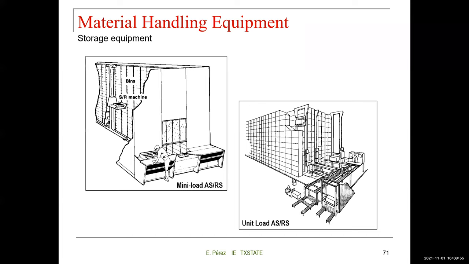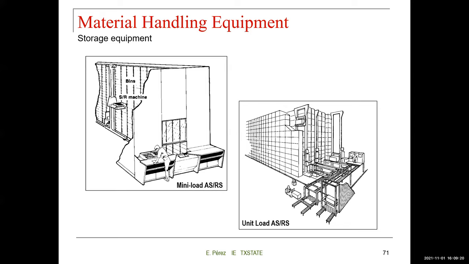Automatic retrieving and sorting. So these are more sophisticated types of equipment. You see there's an operator, and then you have the robot basically doing most of the work. So depending on the request, the robot will go pick up the product and then put it close to the location of the operator.